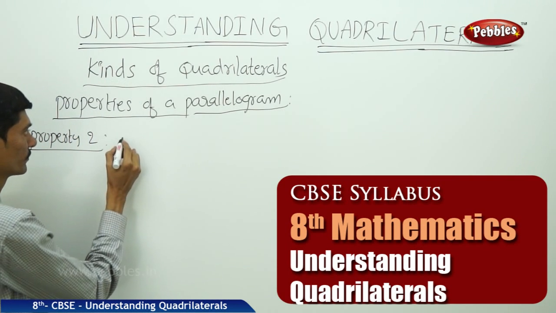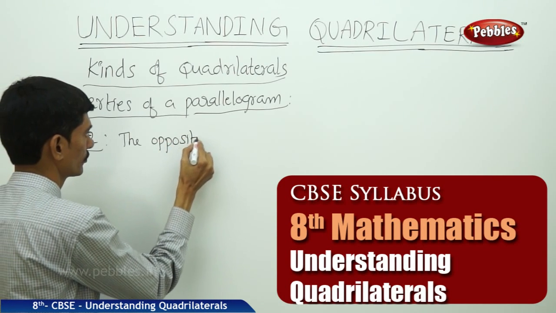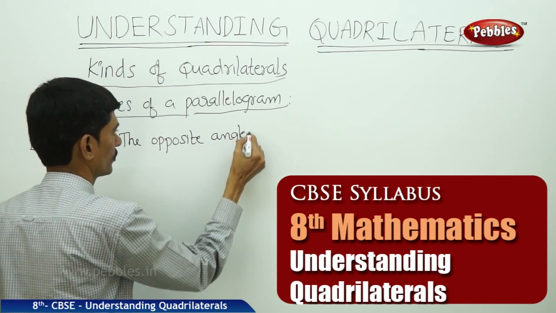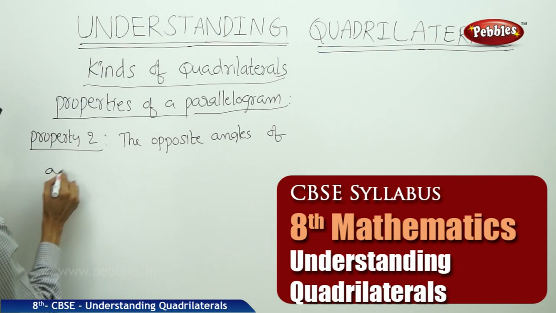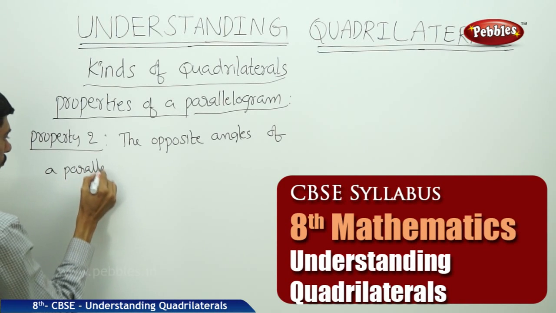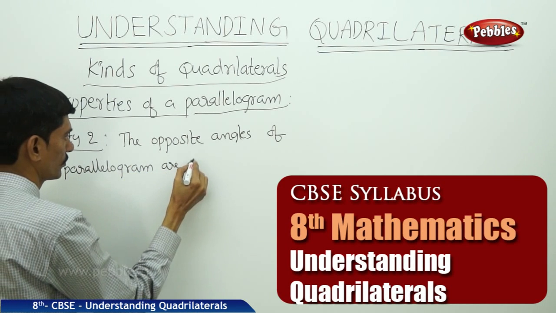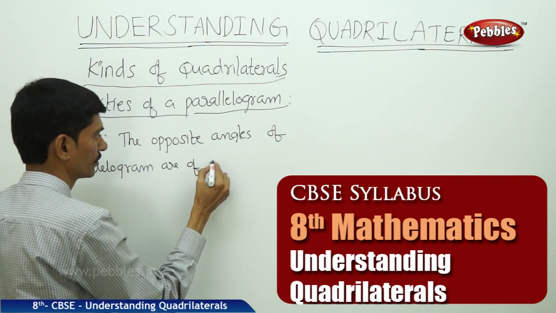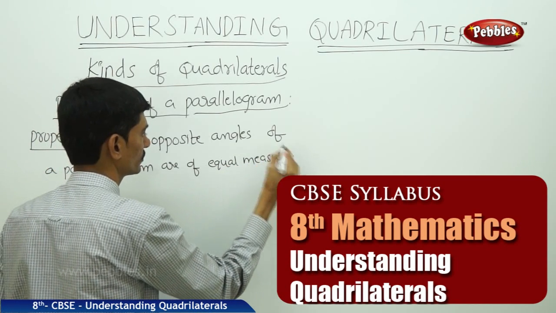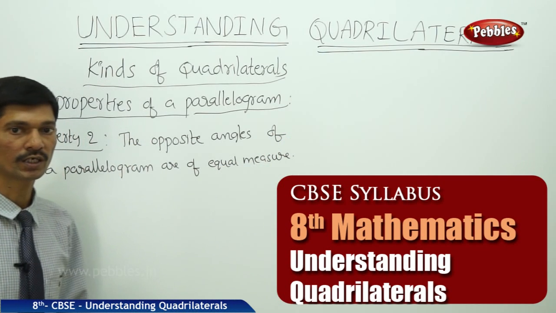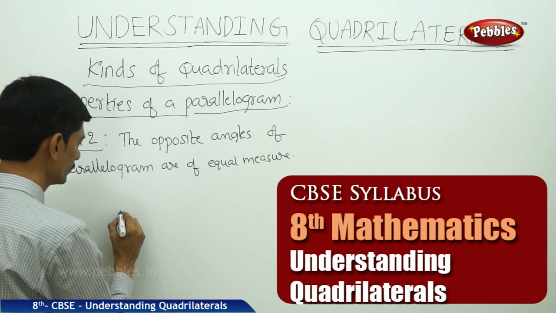Now according to this property, the opposite angles of a parallelogram are of equal measure, means the measures of the opposite angles of a parallelogram are equal. So let us consider a parallelogram ABCD.